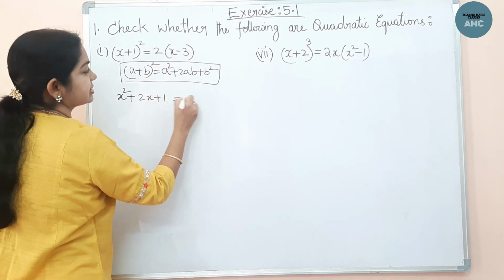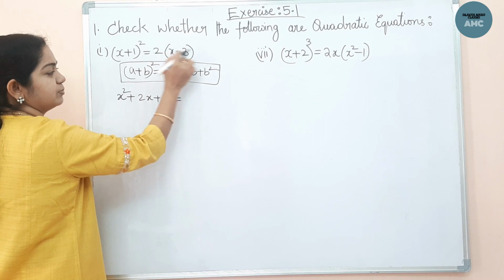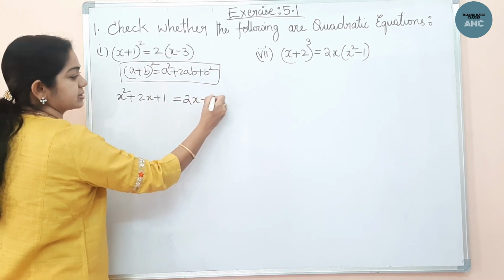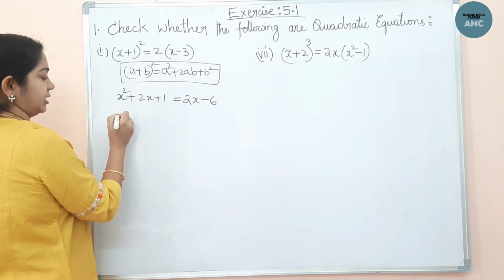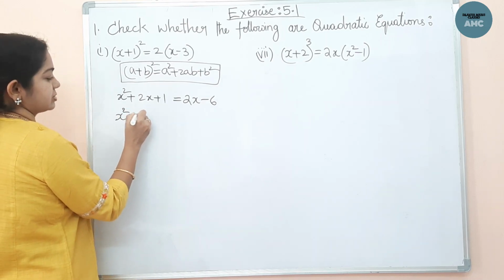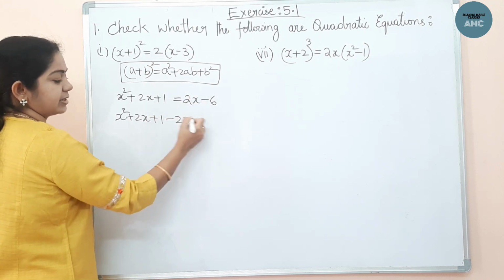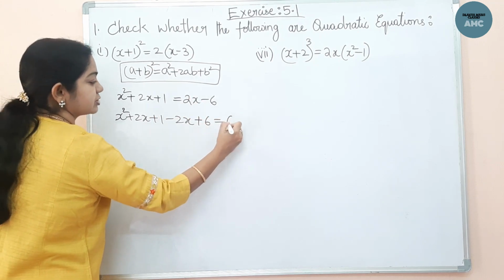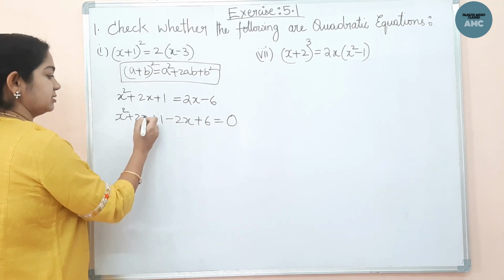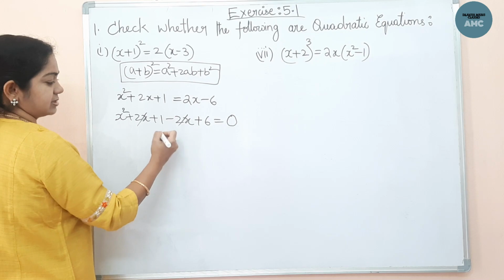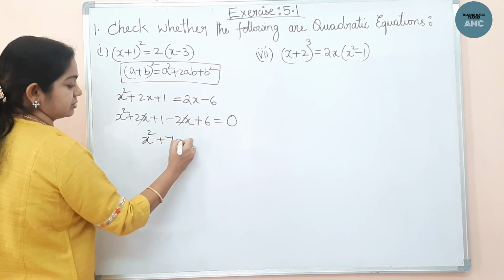Now to the right hand side, we have to open the brackets, multiplying 2 to both the terms: 2x minus 6. Okay. Now bring all the terms to one side. If you take 2x square plus 2x plus 1, minus 2x, if it comes to this side, it becomes minus 2x plus 6 equals to 0. Now adding the like terms, see here, plus 2x minus 2x gets cancelled, and here it comes to x square plus 7 equal to 0.